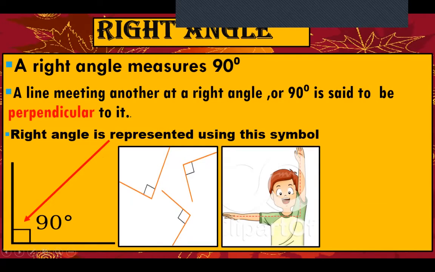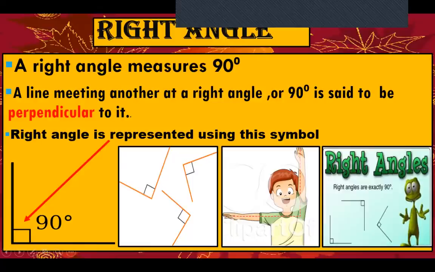These are the different examples of right angles. Here, a boy is standing in a right angle position. Right angles are exactly 90 degrees.